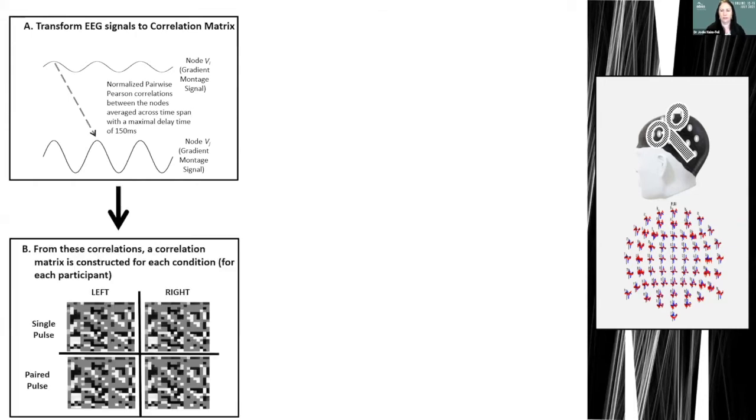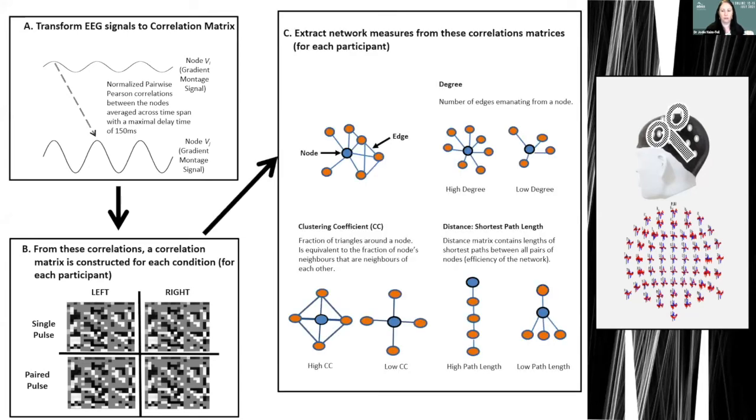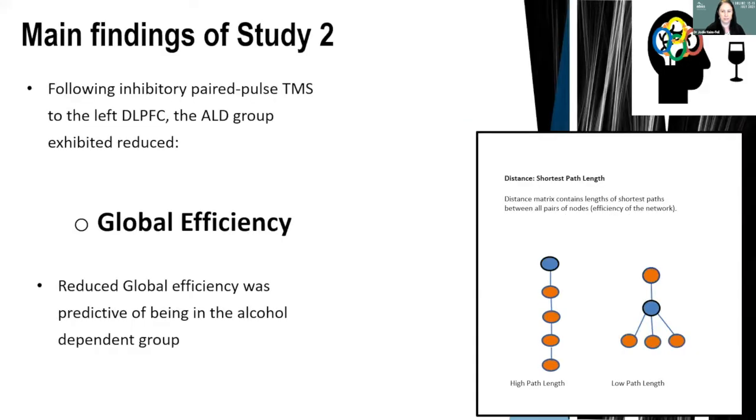In the current study, we transformed EEG signals to a correlation matrix using pairwise Pearson correlations. A correlation matrix was constructed for each condition, and these matrices were constructed for each participant. From each correlation matrix, network measures were extracted, such as mean degree, clustering coefficient, and global efficiency. Our main findings were that, firstly, very interestingly, there were no network differences in response to the single pulse, which is what I had expected, but it was a really nice proof of concept.